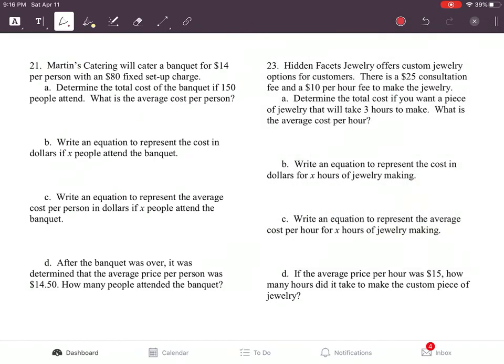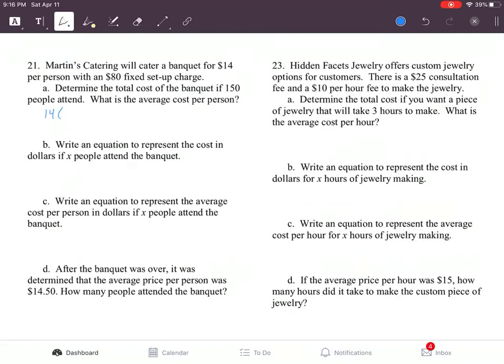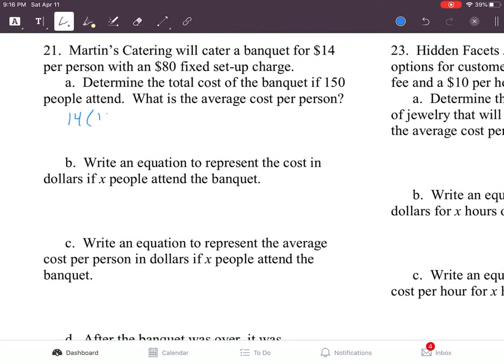Okay? So we want to figure out what all this stuff is. Martin's Catering will cater a banquet for $14 per person with an $80 fixed setup charge. What is the total cost of the banquet if 150 people attend? So it's $14 per person, there's 150 people, and there's an $80 setup charge, which gives us $2,180.